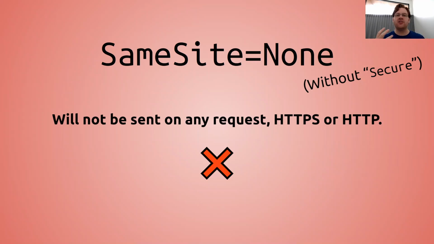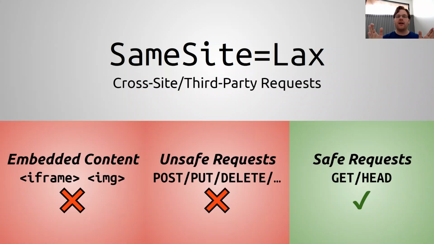How are you going to manage that if you can't get HTTPS working in there? Now, the nice middle ground between strict and none is lax. So lax allows safe requests to have cookies only. It'll block them on embedded content and block them on unsafe requests, because those two types are the ones where you generally see attacks that require cookies across sites, cross-site attacks.